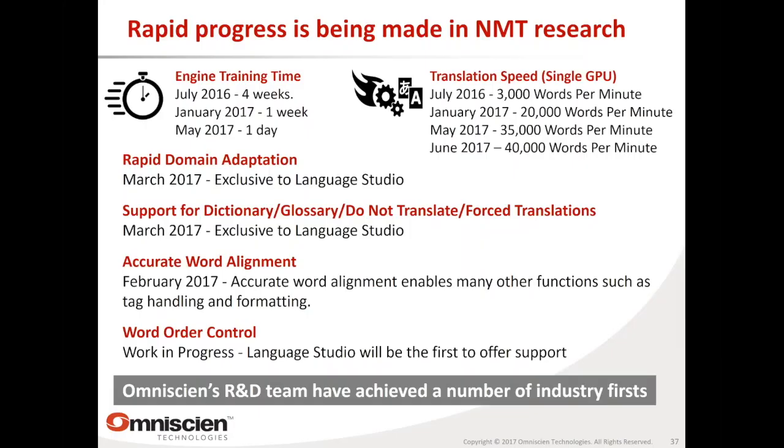So next, I'm going to introduce our new hybrid statistical and neural machine translation platform. We've come a long way. A year ago, it was taking us about 4 weeks to train an engine on the same content. In January, it was taking us a week, and today it takes us less than a day. Recently, we had one run on the same data that took us about 19 hours. When it comes to translation, a year ago, we were translating on a single GPU at about 3,000 words a minute. We're now up to around 40,000 words a minute on the same hardware. So we've really optimized our code.